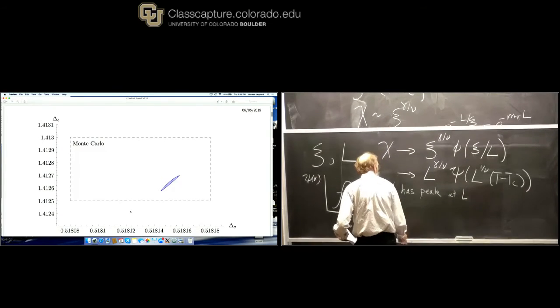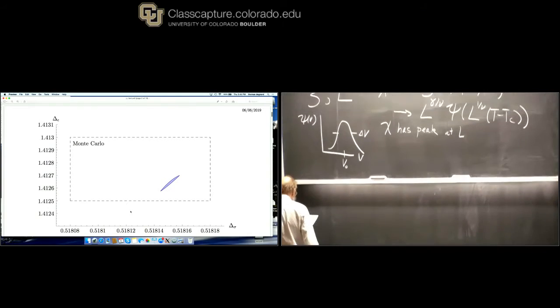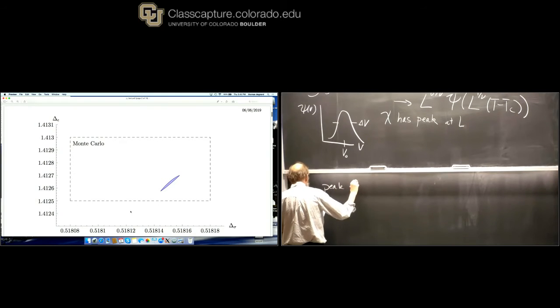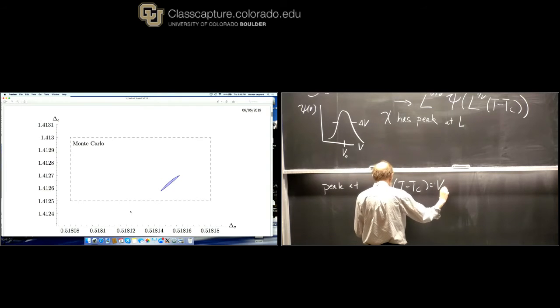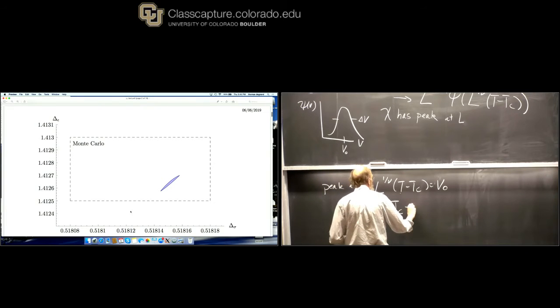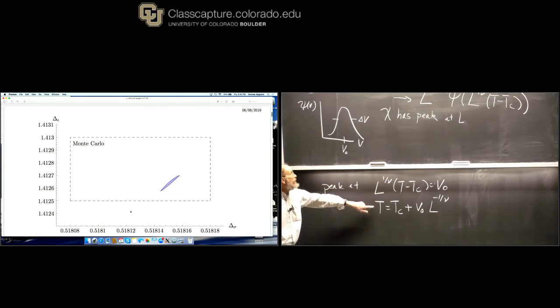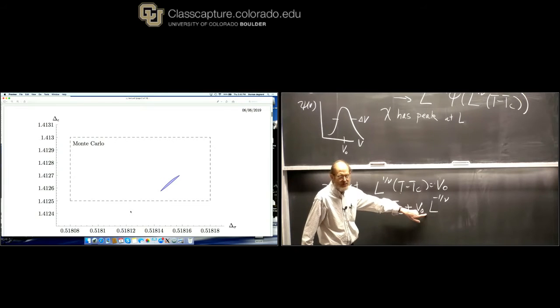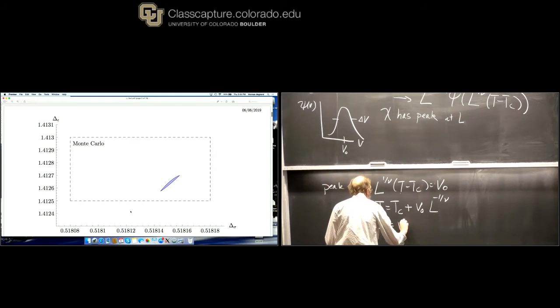I need another blackboard, but I've got another blackboard here. We can erase the scaling things. Let's write things here. It's got a peak at L to the 1 over nu times T minus Tc equal to v0. So we can invert this thing. It's got a peak at T equal to Tc plus v0 L to the minus 1 over nu. The susceptibility peaks when the temperature is equal to the critical temperature plus volume corrections, okay? And it's got a width in temperature, which is v1 times L to the minus 1 over nu.